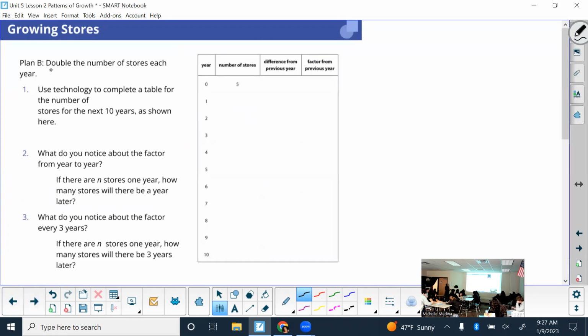Plan B would be to double the number of stores each year. It says use technology because at some point, I'm sure you can't do all the times you do in your head, so it's a calculator. But then 2 other people in your group will complete this table. Well, let's do a few examples right now. If we started with 5 and the rule is that it doubles, how many do we have after 1 year?